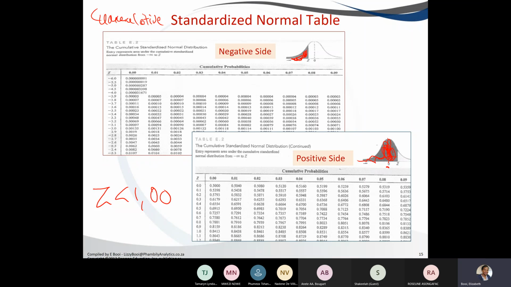So to read the values on the table, I'm sure it's visible from your side. The first two values, the one before the comma and the one after the comma, we always find on here. The last digit of the Z value, we always find on the last digit at the top. So how we read this table is to take the first two digits and the last digit. This we find on the left and this we find on top as a last digit at the top.